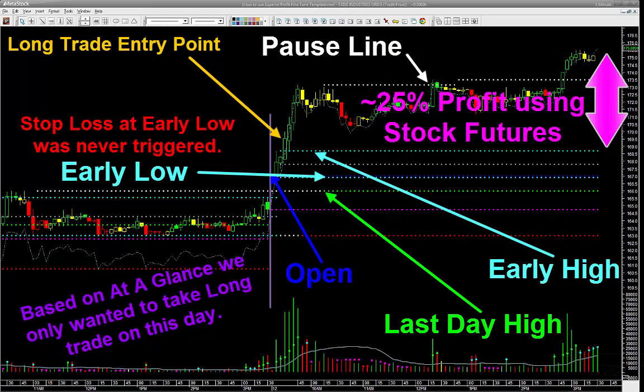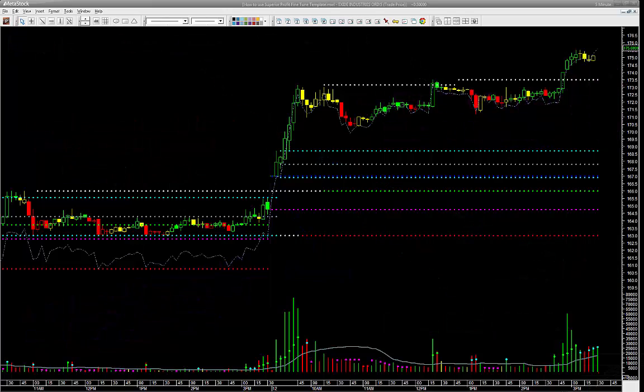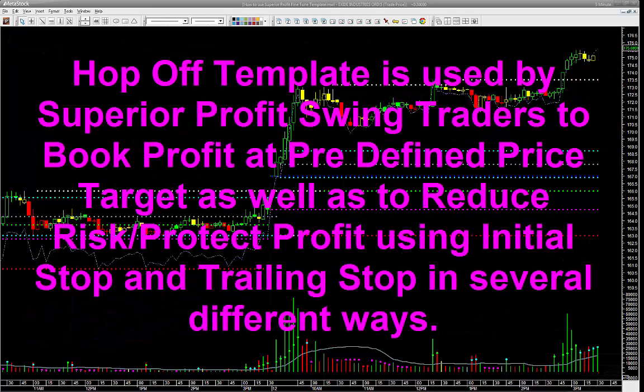A day trader would exit full position on the same day. A position or swing trader would book partial profit, say on half position, and hold on to the other half, making sure that a break-even stop is placed. You may review our tutorial on the hop-off template to see how our position traders use Superior Profit tools to exit trades in different ways, to maximize profit and to minimize loss, to take money off the table and yet to let profit run.